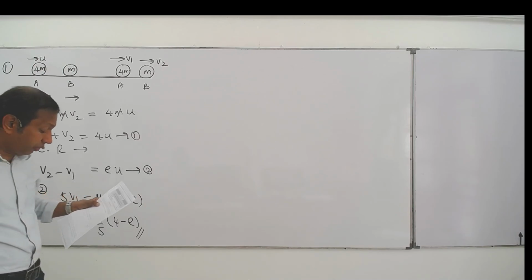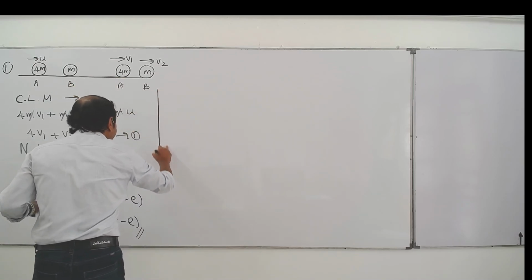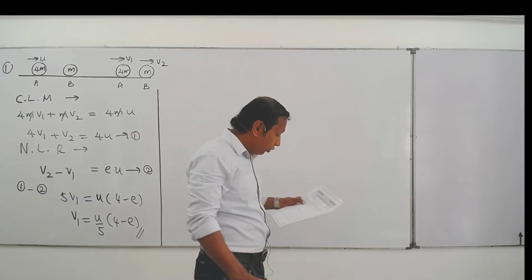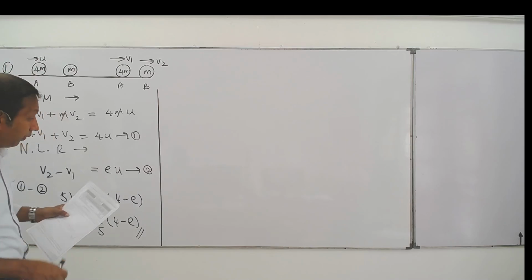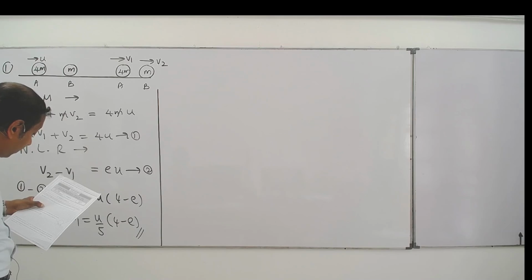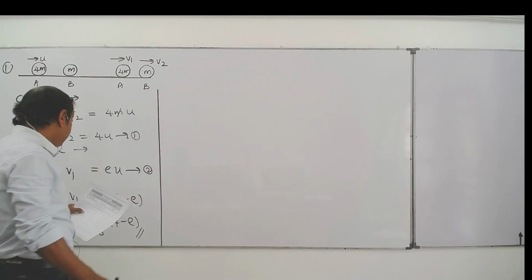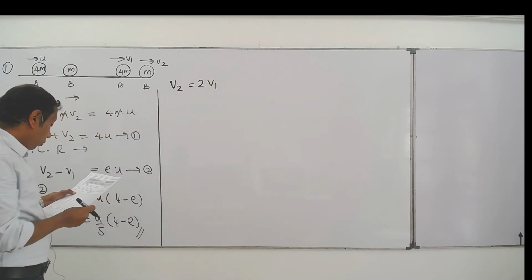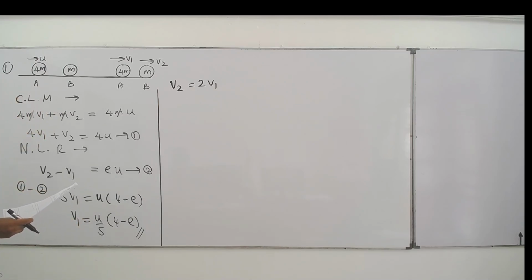If the speed of B after collision is twice that of A, we will find e. We are given that the speed of B after the collision is twice that of A. So v2 equals 2 times v1, no? That's what we are given: the speed of B, v2, after collision is twice that of A.